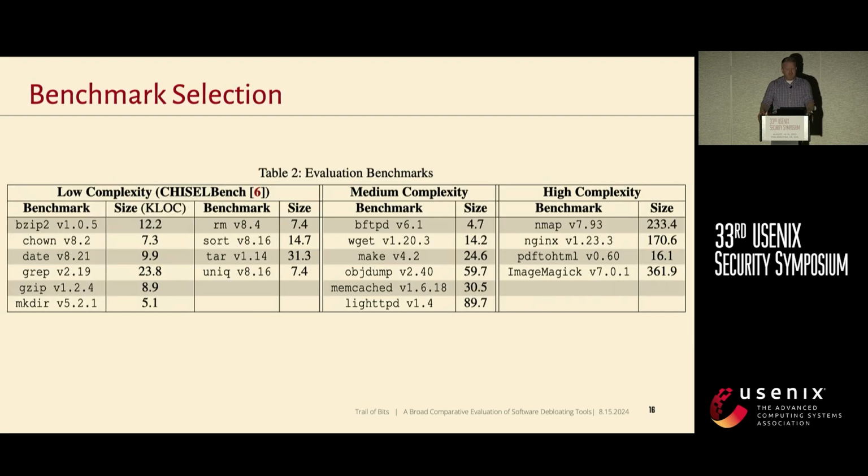All right, we selected 20 benchmarks, 10 of low complexity, 6 of medium complexity, and 4 of high complexity to evaluate these tools against. We did this primarily because a large number of the tools are typically evaluated by their authors on low complexity benchmarks, on the order of complexity of binutils or coreutils. So we wanted to see how these tools would adapt to more challenging and higher complexity programs.